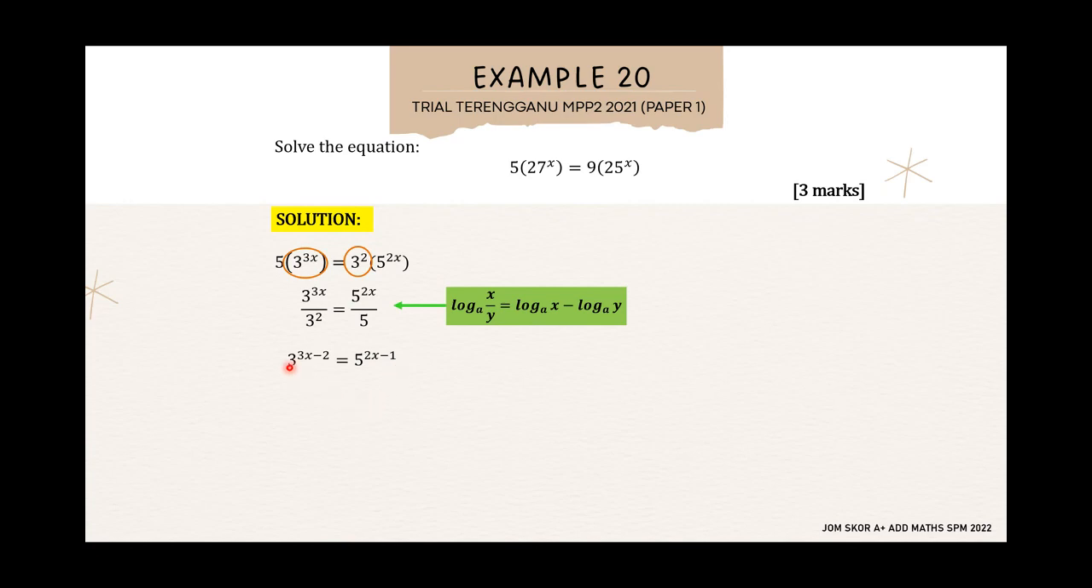Dan kita tengok pada base ini, kedua-dua base adalah berbeza. Kita tak boleh pun nak samakan. Bila berlaku kes tak boleh sama base, apa kita perlu buat? Kita gunakan log base 10. Okay, so both side kita gunakan log base 10. Kita akan dapat (3x minus 2) log 3 base 10 is equal to (2x minus 1) log 5 base 10. Boleh?